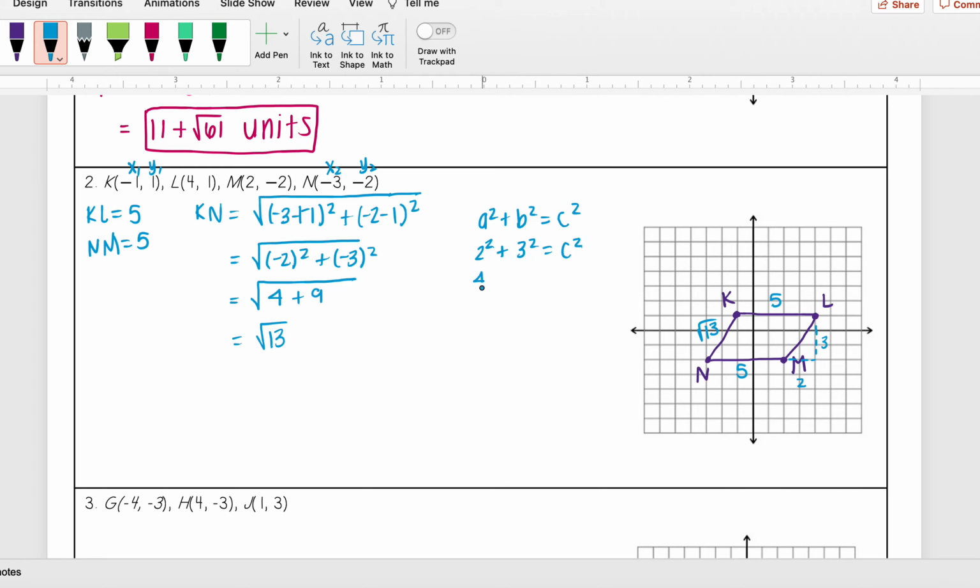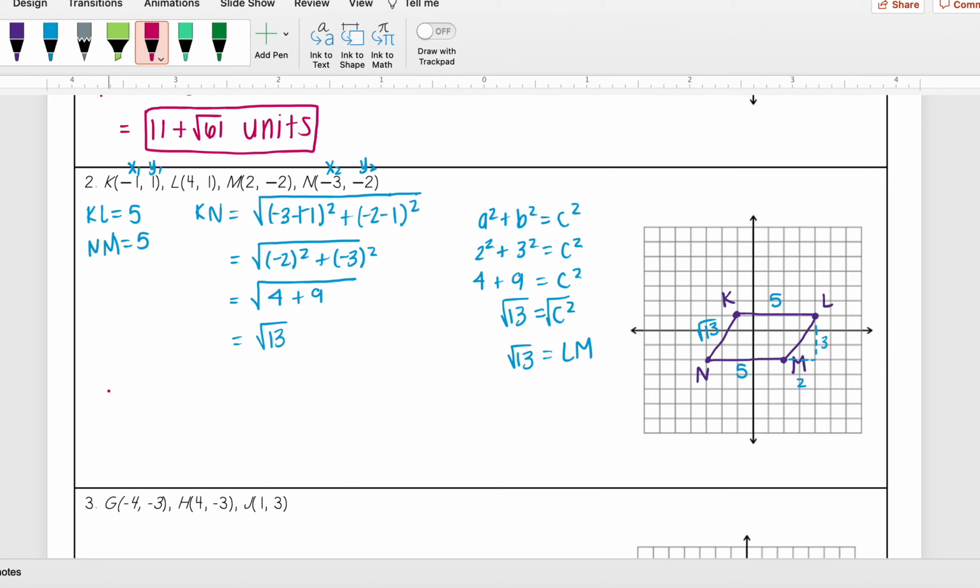2 squared, I get 4, plus 3 squared is 9. 4 plus 9, I get 13. And I take the square root of both sides, and I get that the square root of 13 is equal to c, which is just my LM. And so I see I end up getting the same answer there.